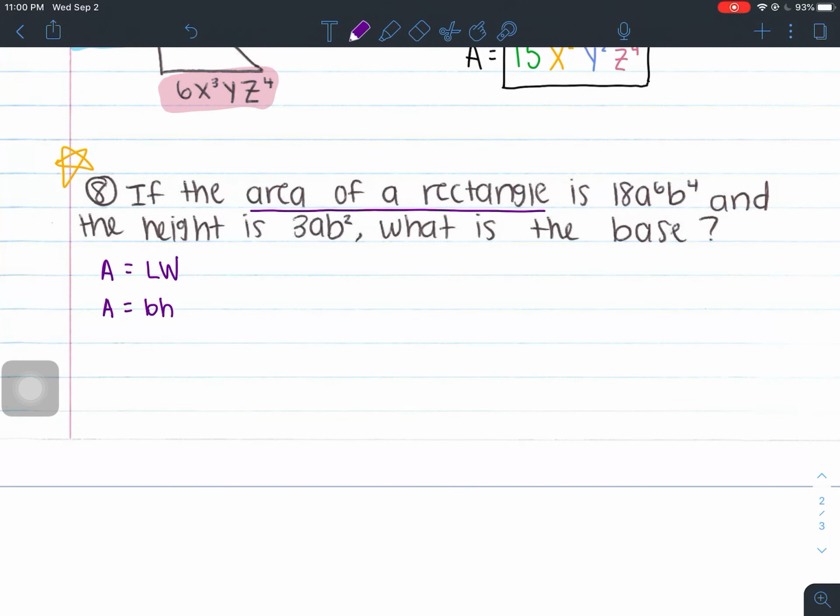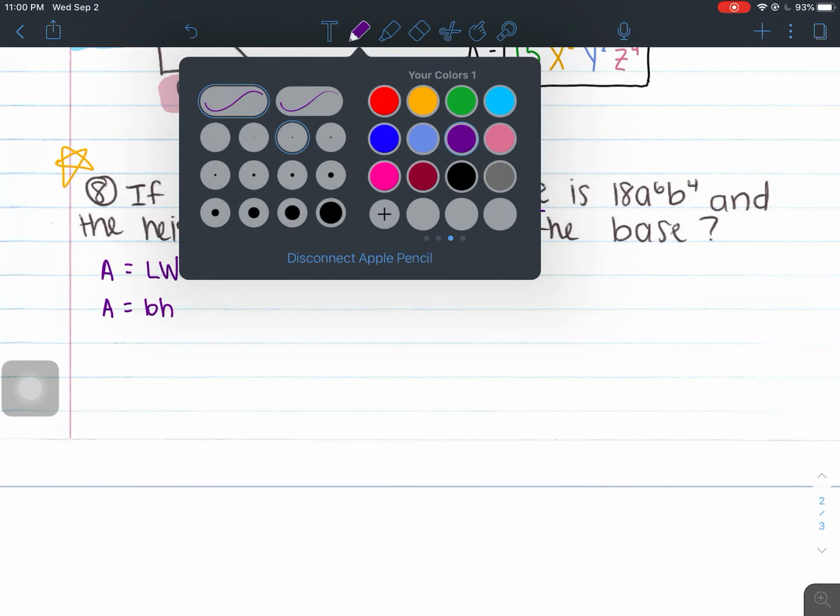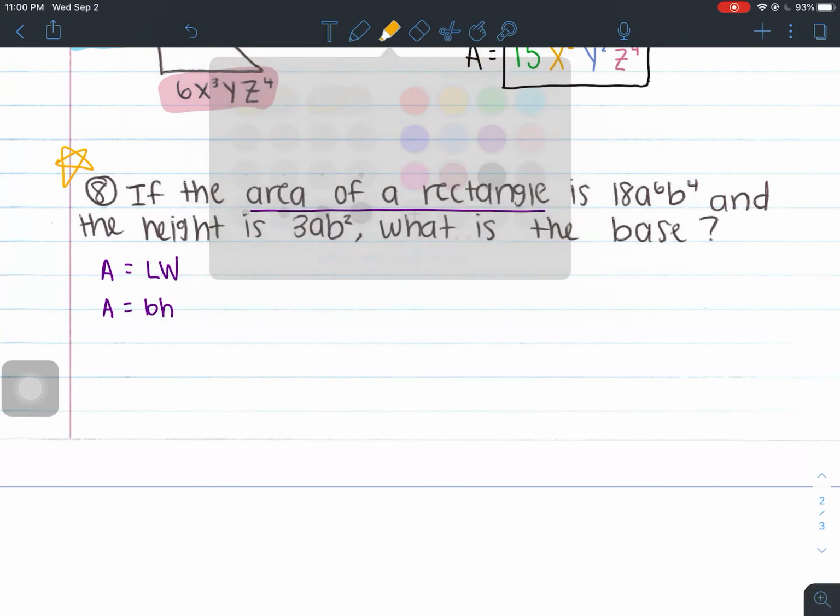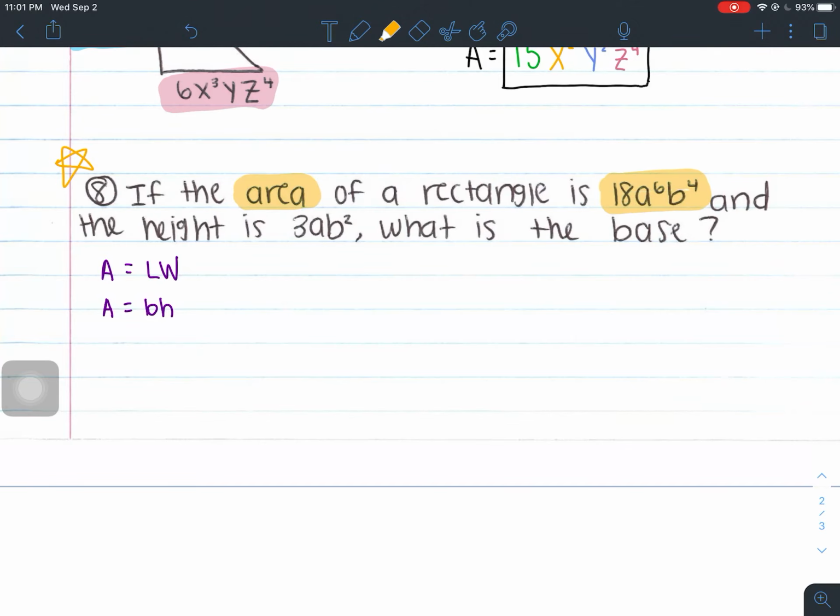Okay, now let's think about this. They gave us the area, right? They gave us the area, and then they gave us the height, but they didn't give us the base, right? So let's go ahead and plug in the information that we know. So I'm going to highlight the information that I know real quick. So I'm going to highlight the area is 18a to the 6th, b to the 4th. So I'm going to go ahead and plug that in the formula.